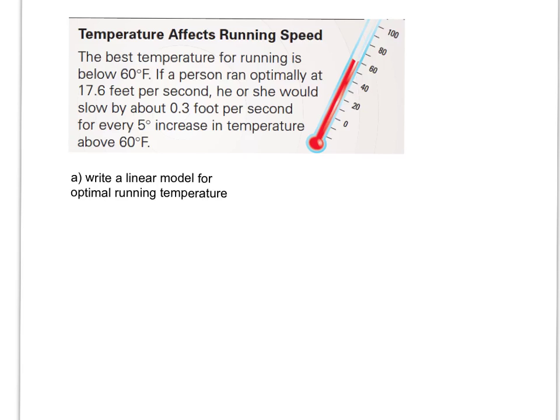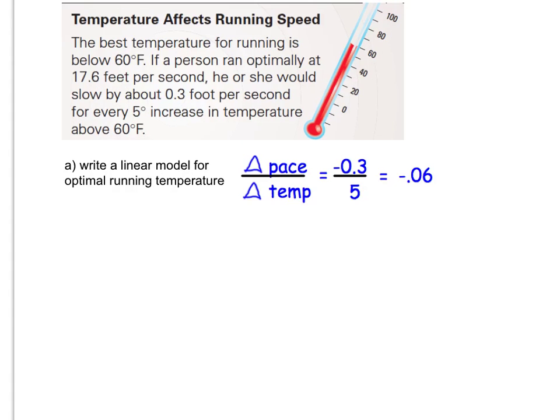So slope is going to be that change in pace over the change in temperature. So in this case, that change in pace is we have a slowdown of 0.3 foot per second, so treat that as a negative 0.3 for every increase in 5 degrees. So there's the change in temperature. Remember that triangle, that's a delta Greek letter that means change in pace over change in temperature, and we get about negative 0.06 for our slope.